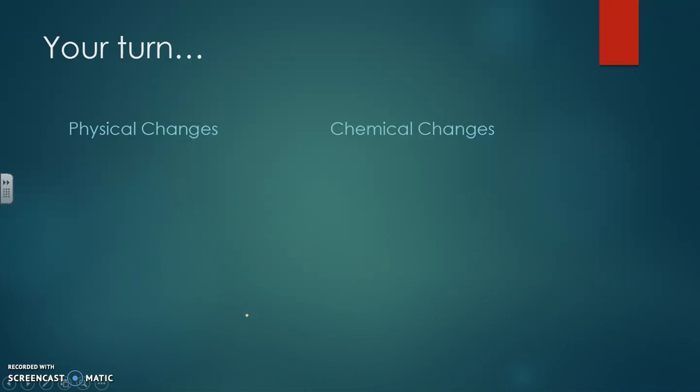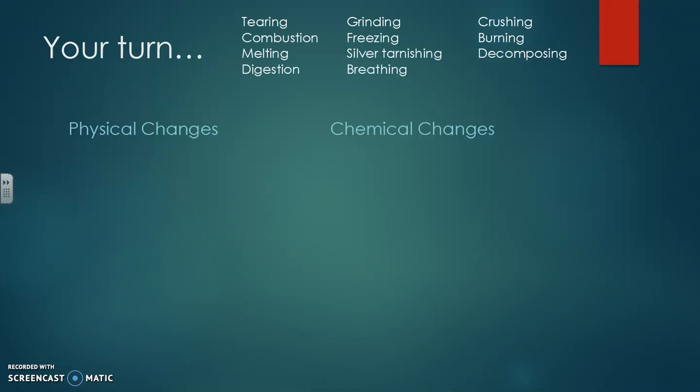All right, we're going to try another one. Physical and chemical changes. Now, I want you to pause it, test these out on your own, come back and see how you did. All right, tearing is just taking and tearing a piece of paper in half. It's a physical change. Combustion is the process of fire and oxygen, and you're changing it into something new, so it's going to have to be a chemical change.